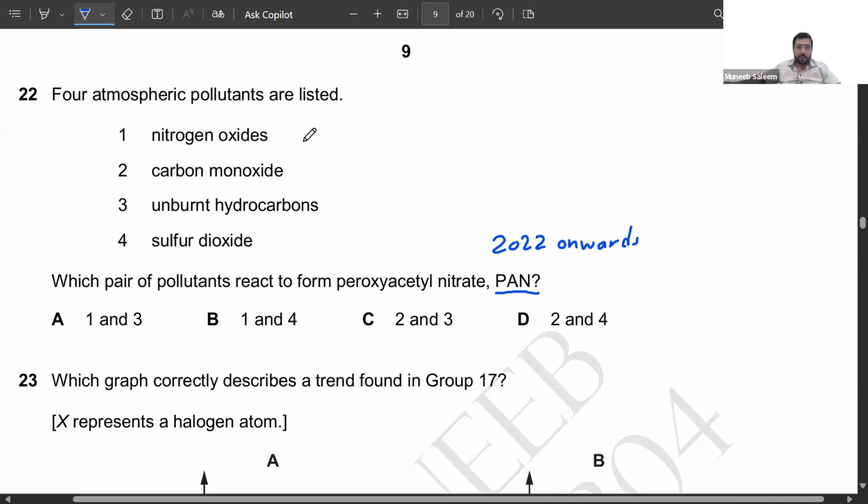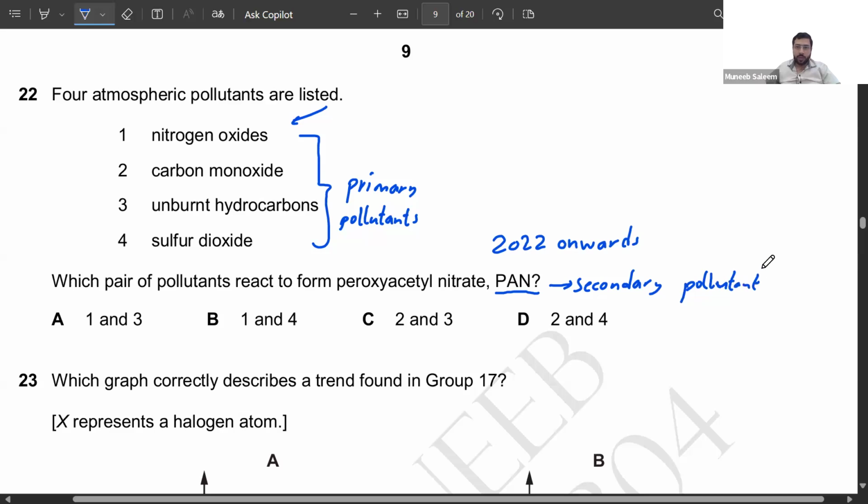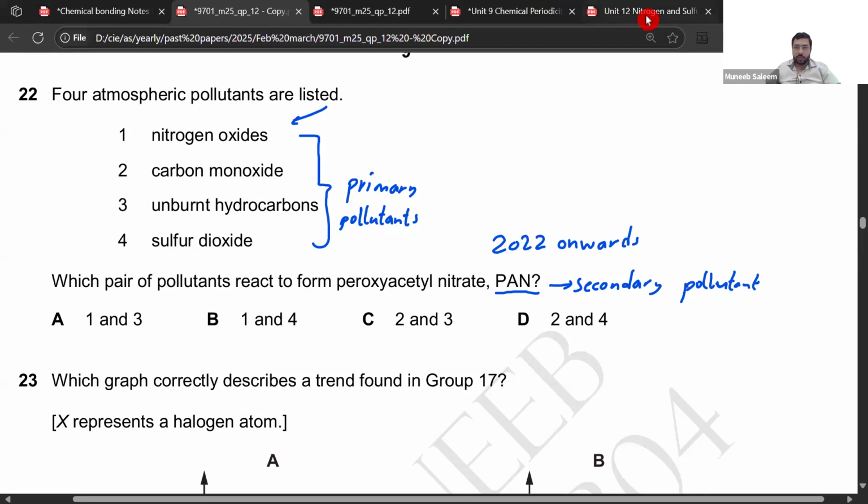These are all considered primary pollutants, which are directly produced from one or the other sources, whereas PAN is considered to be a secondary pollutant, which is produced by the combination of these pollutants. So when primary pollutants react with each other, they produce a secondary pollutant. For this purpose, I will go through my notes of AS chemistry to find the answer.